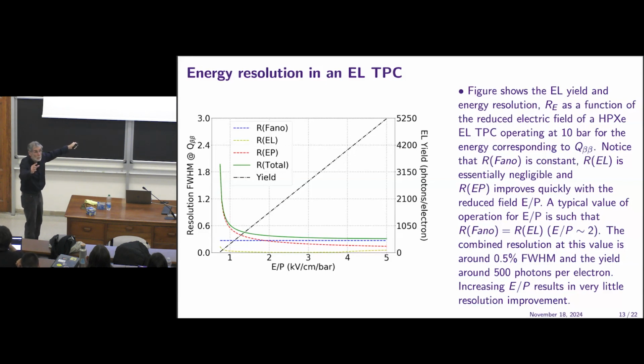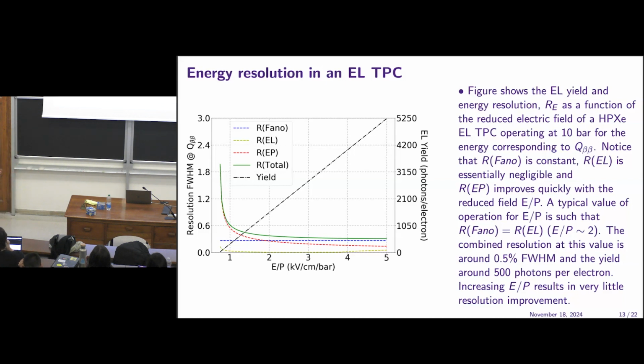You don't need to get further because anyway you're going to be dominated by Fano. These things add in quadrature. So you should arrive here, and then you add this thing, and this is the total. And the total comes out at less than 0.5%. So if I do well enough, I can get 0.5% full width half maximum, which is a pretty number, and a much needed pretty number.